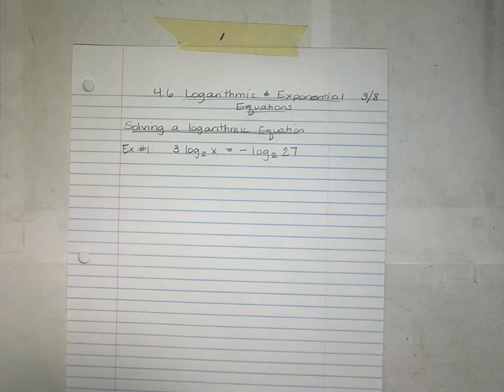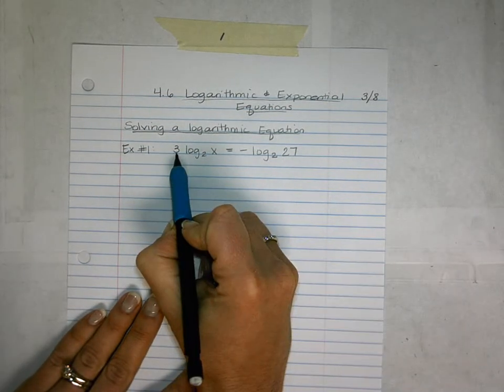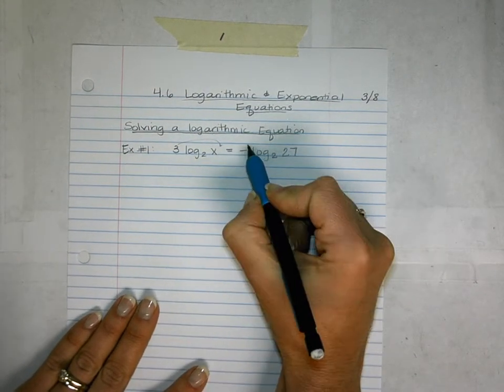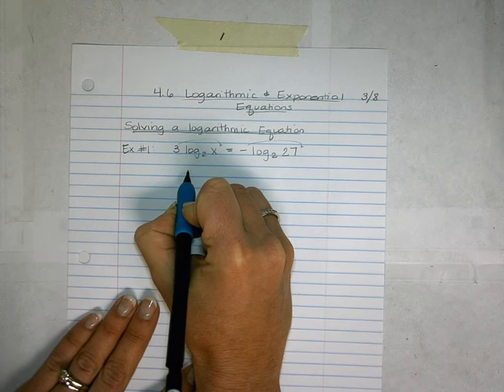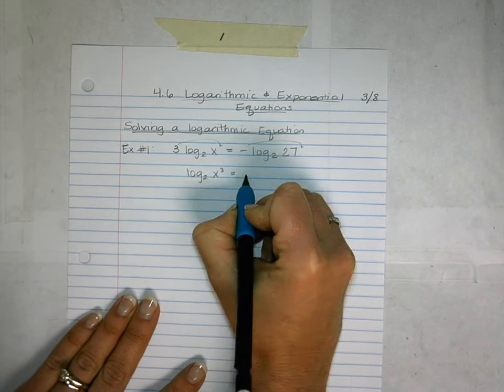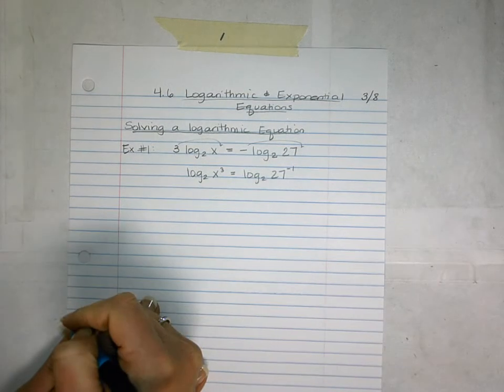All right, well, here we go. Let's use some of the properties that we know. We know that this number out in front really can be put back as an exponent, and I'm going to do that with both of these. So instead of 3 times log base 2 of x, I now have log base 2 of x cubed, and that equals log base 2 of 27 to the negative 1 power.